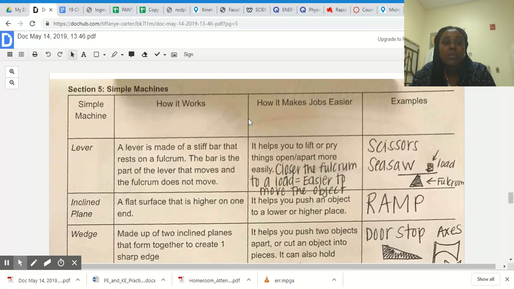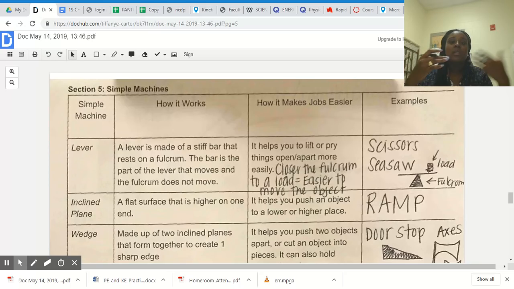All right. So simple machines. Remember, you have 6 simple machines. The first one is a lever. Remember, a lever kind of looks like a seesaw. So you have what we call a fulcrum. A fulcrum is kind of like the middle support, and that's what allows your bar or beam to rotate. So it pivots on top of that bar.